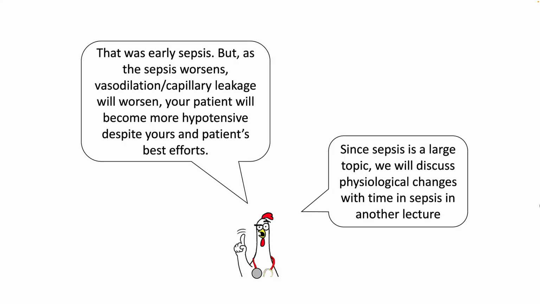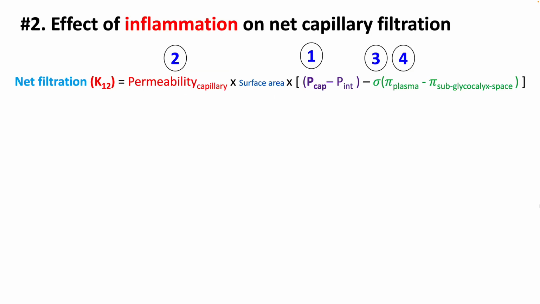Now that was early sepsis, but as the sepsis continues to worsen, you will have worsening vasodilation and capillary leakage, and your patient can become more hypotensive despite your and the patient's best effort. And we'll talk about the timeline of sepsis in another lecture.